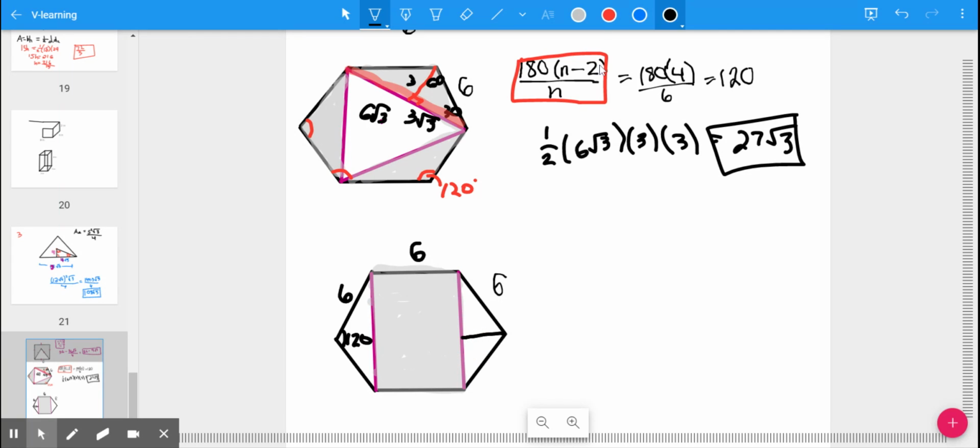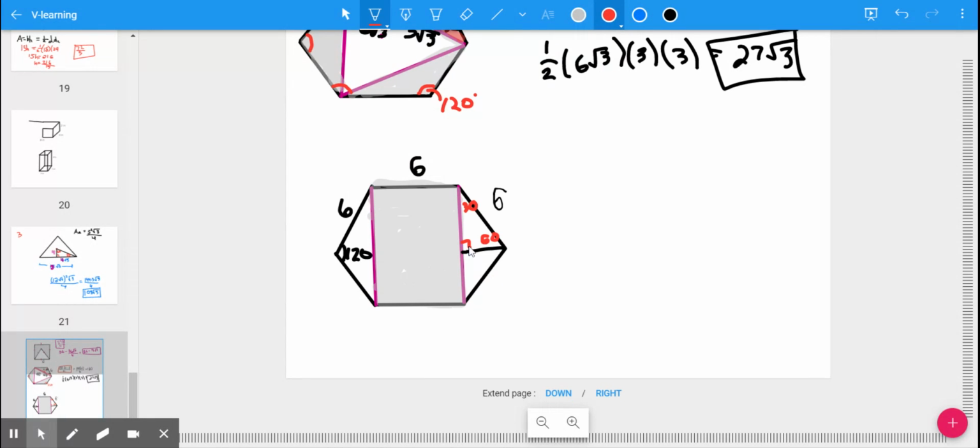The reason why this is helpful is now, again, we have a 30, 60, 90. This becomes 90. Instead of 120, we just bisect that angle. That's going to be 60. And then we have 30. Again, across from my right angle is 6, that's 2x. So across from my 30-degree angle would be x, which is 3, and across from 60 is 3 radical 3.